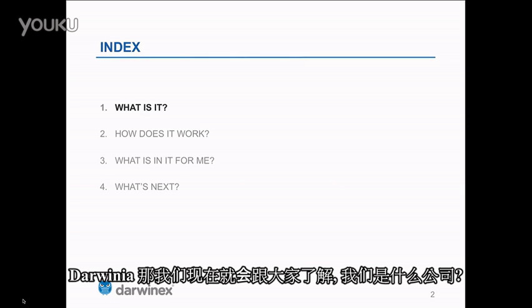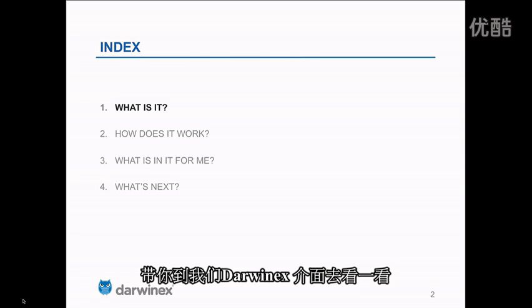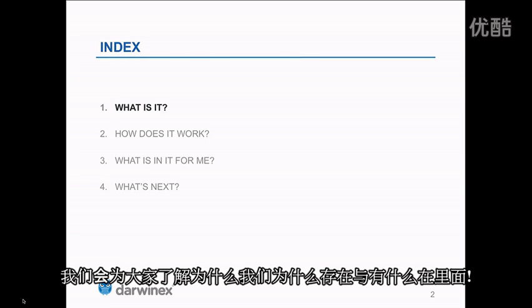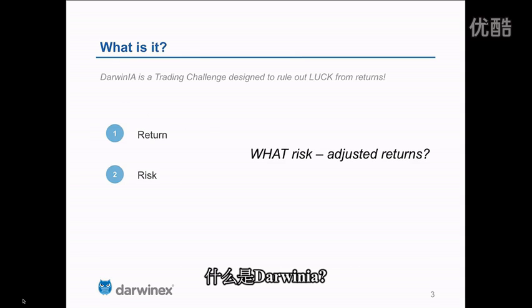So, Darwinia, we're going to cover what it actually is. We'll also explain how it works, going actually into the Darwinex interface for you to see the practical examples. Then I go through why we actually do it, what's in it for you, and last but not least, what's next after you read up on this one.